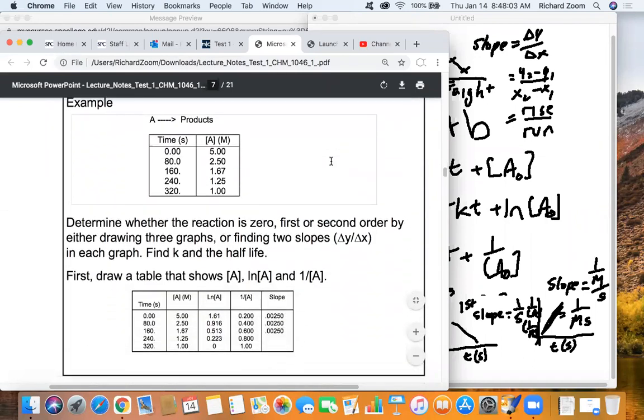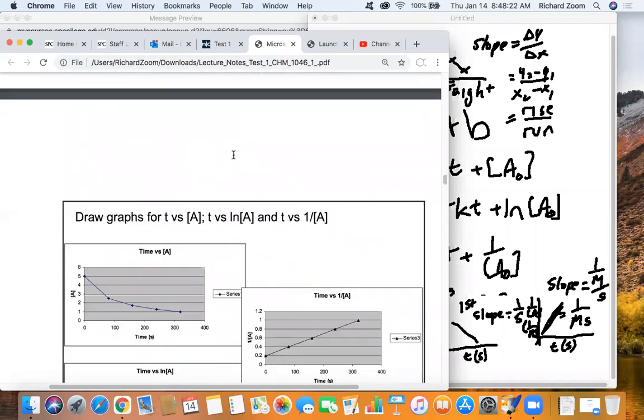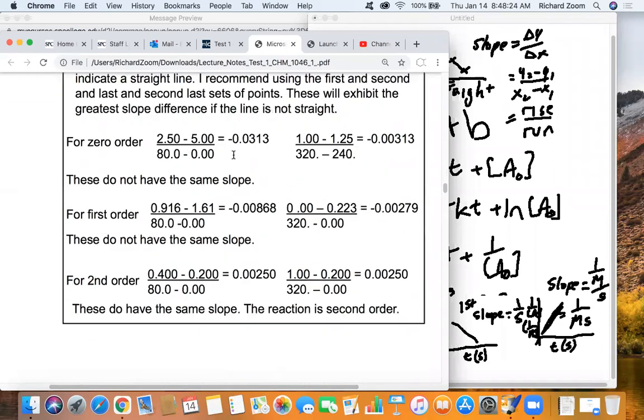Now, when you're looking at the actual problem, you see time is 0, and that's the concentration. That's A0. So remember what A0 is. A0 is the initial amount of reactant. So that's the amount of reactant you have when the time is 0. So you'll always be given that. That's your A0 value. So let's look at the math here. It's fairly simple.